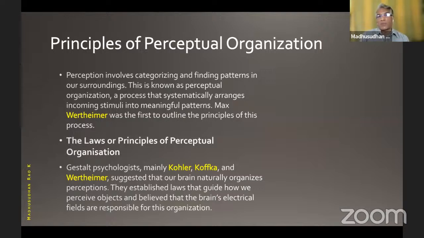So, principles of perceptual organization. There are so many people who have given different principles. We'll go through them one by one. Now, perception involves categorizing and finding patterns in our surroundings. This is known as perceptual organization, a process that systematically arranges incoming stimuli into meaningful patterns.